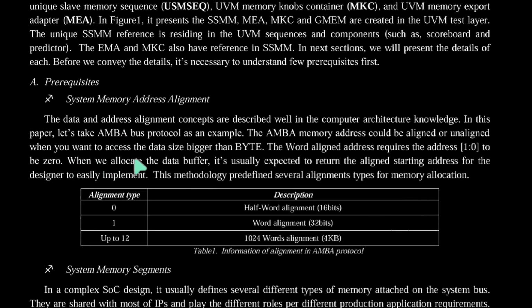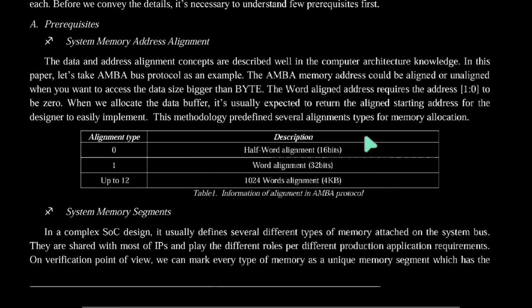When we allocate the data buffer, it's usually expected to return the aligned starting address for designers to easily implement. This methodology predefined several assignment types for memory allocation. Table 1: information on non-alignment in AMBA protocol.